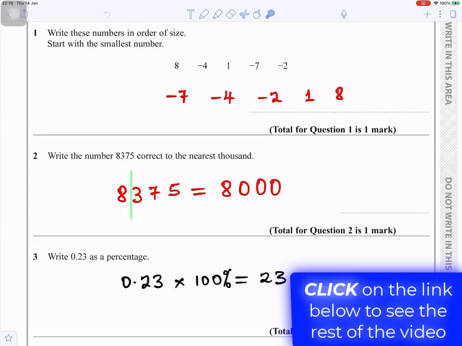Write 0.23 as a percentage. To change a number to a percentage, you multiply by 100. And to multiply by 100, you move the decimal place 2 places to the right, 1, 2. So that will be 23%.